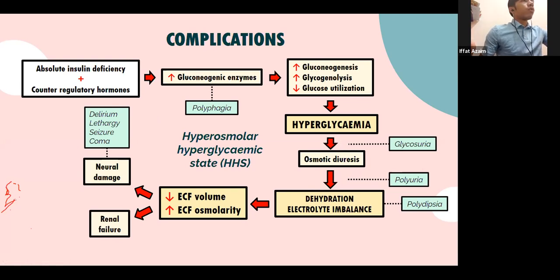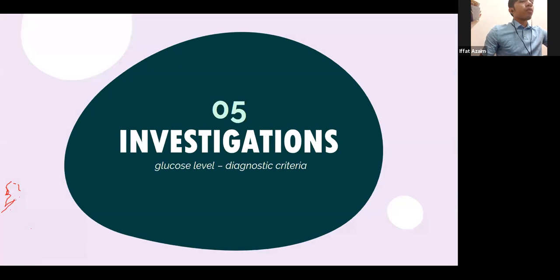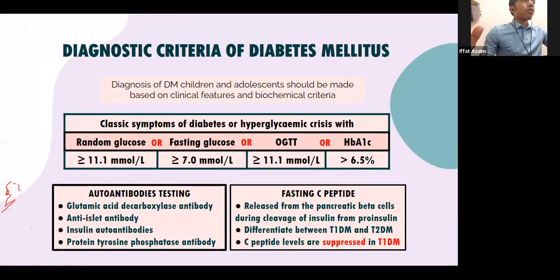So in order for us to diagnose these two types of diabetes mellitus, we need to do several investigations, mainly the glucose level, and also regarding the diagnostic criteria. For diagnostic criteria of diabetes mellitus, in order for us to diagnose it, we need to check the patient through his or her clinical features, symptoms, and also biochemical criteria, mainly the blood glucose level. If there are classic symptoms of diabetes or hyperglycemic crisis like polyuria, thirst, glycosuria, and so on, we need to check also the glucose level.